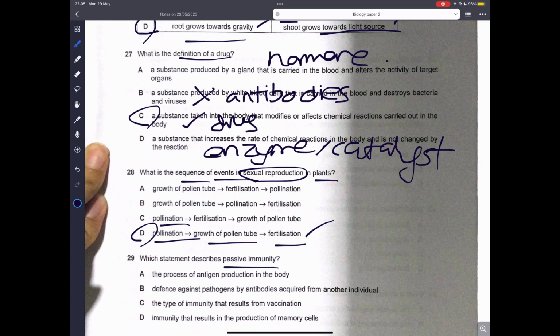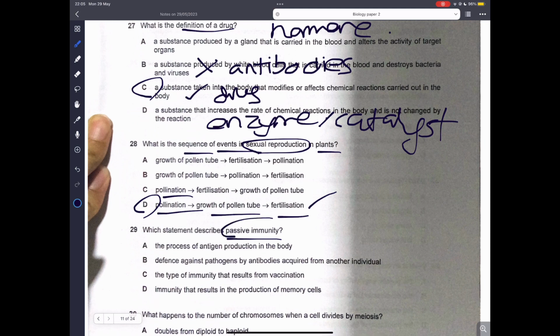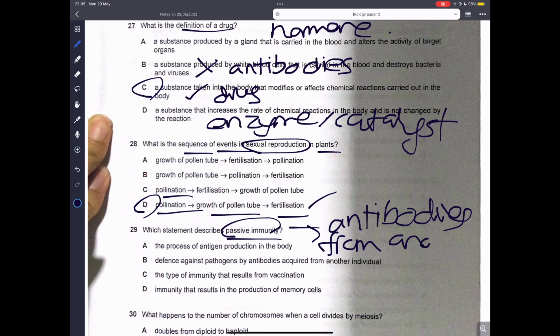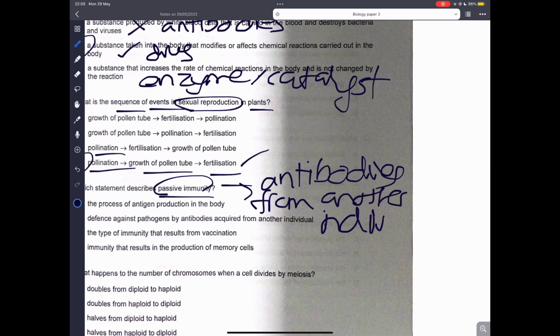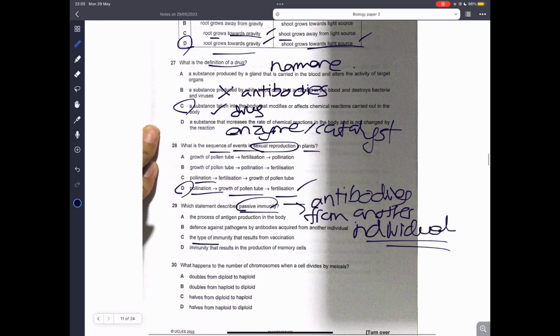29. Which statement describes passive immunity? Well, passive immunity is basically antibodies that are acquired from another individual. And this is something that you have to learn, and passive immunity does not create memory cells. It's not from vaccination. Okay, and they are usually gotten from breast milk, yeah, so B is the correct answer.